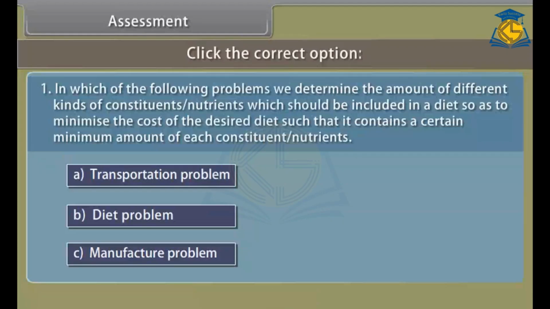Assessment. Before proceeding further, let us know how much you have learned. Click the correct option. Did you know?